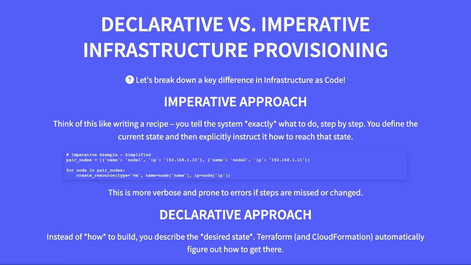On the other hand, declarative is much simpler. You just describe the desired state of your infrastructure. Things like, I want a VM with these specific configurations. Terraform and CloudFormation then figure out the steps needed to get there automatically. Declarative is generally preferred because it's more reliable and easier to manage in the long run.